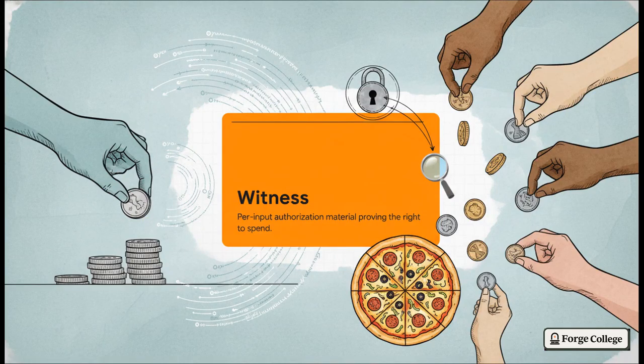How do you actually prove you own that exact change coin? Well, that's where the witness comes into play. A witness is the per-input authorization material. We're talking cryptographic signatures and public keys that literally prove you have the right to spend it. And this brilliantly illustrates a really cool structural quirk of UTXO. Because witnesses are per input, multiple different parties can jointly fund a single transaction just by supplying their own different input witnesses. It's literally like 5 friends all throwing their exact change onto the counter at the exact same time to buy one giant pizza together.